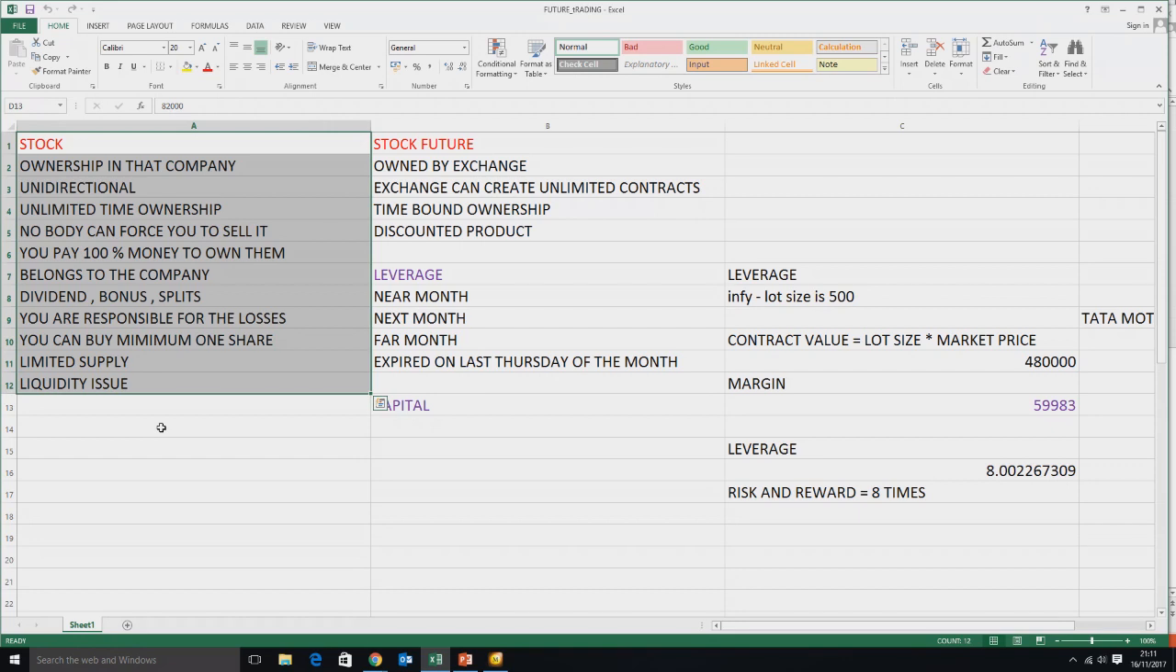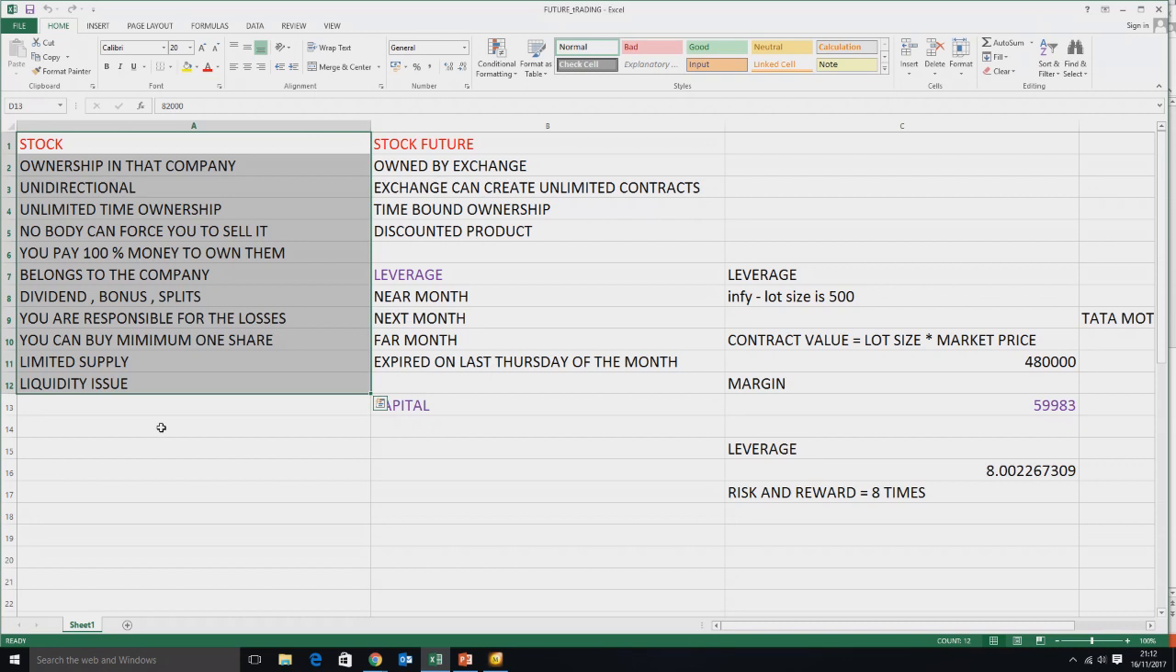Now let's go to the stock future. What is this? Stock futures are actually created by the exchange, so they are owned by the exchanges. And as it is an artificial product, it can be created unlimited times, meaning the exchange can create unlimited contracts of any particular scrip.